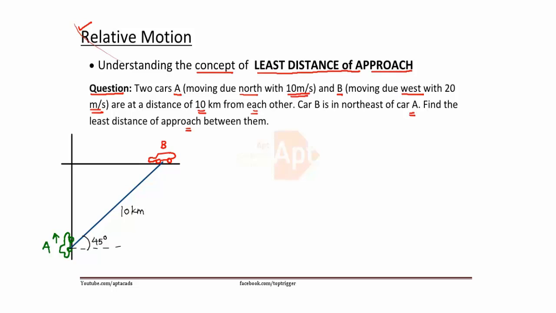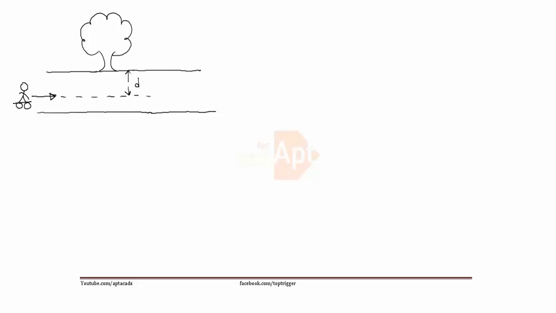Let's try to understand a very basic concept in it. Suppose this is a tree and this tree is lying on the side of a track. A boy is moving on his roller skates along this line, along this road. The perpendicular distance of the line of motion of the boy from the tree is, say, D. So what can you say about the least distance of approach between these two objects, the tree and the boy? Obviously, when the boy reaches this point, which is the foot of the perpendicular drawn from the tree to this line of motion of the boy.